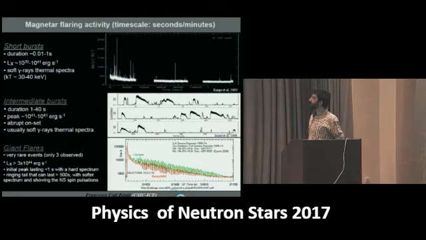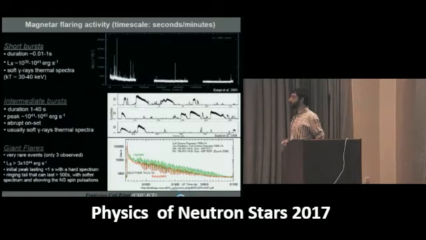Then we have the intermediate bursts lasting from 1 to 40 seconds with larger peak luminosities compared to the short bursts, up to 10^43 erg per second. The morphology of the light curves is really diverse from burst to burst, but they are all typically characterized by an abrupt onset which is then followed by a slower decay. And again, their spectra is black body-like.